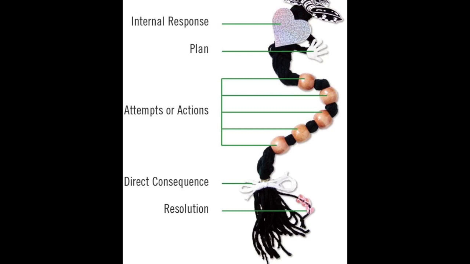Our next story element is the conclusion or ending. This is the direct consequence, or what happens because of all of the steps that the character took to try to solve their problem. It looks like a bow because we call it our tie-up. It's how does the story end?